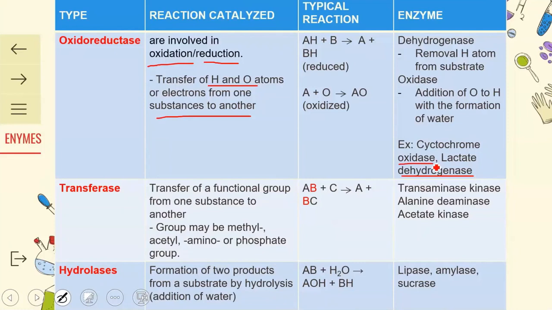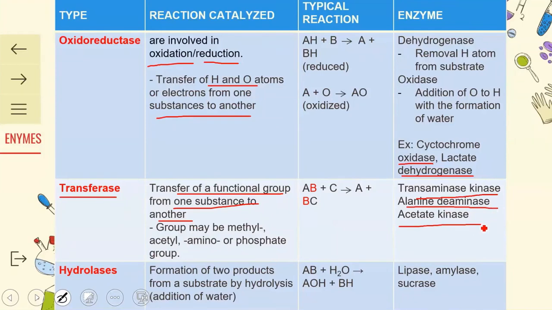The second class is transferase. In this class, a functional group is transferred from one substance to another. The functional groups are, for example, methyl, acetyl, amino or phosphate groups. Examples of these enzymes are transaminase, alanine deaminase, and acetate kinase.